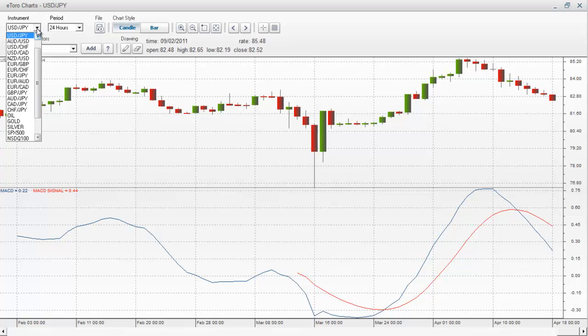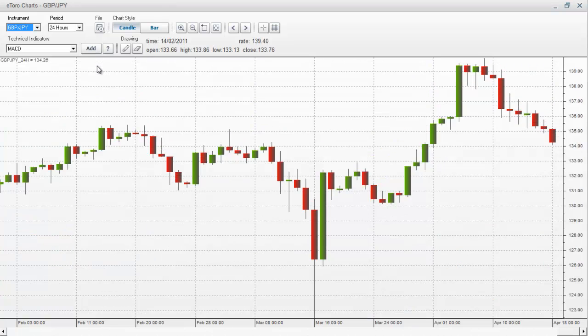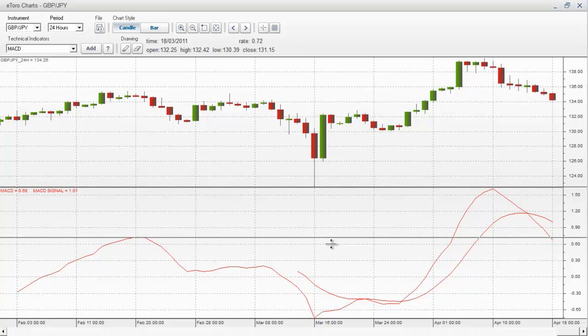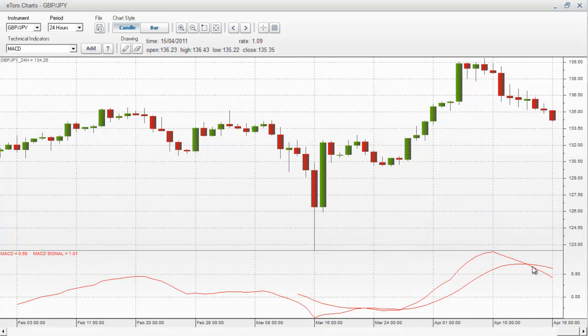And finally, if you look at the Great British Pound versus the Japanese yen, click in Add, and you'll see the same pattern emerging again.